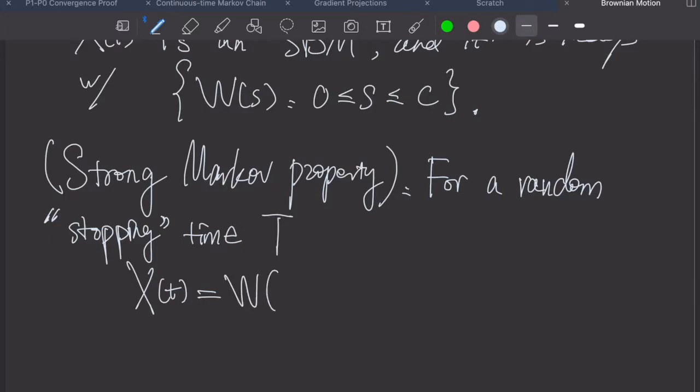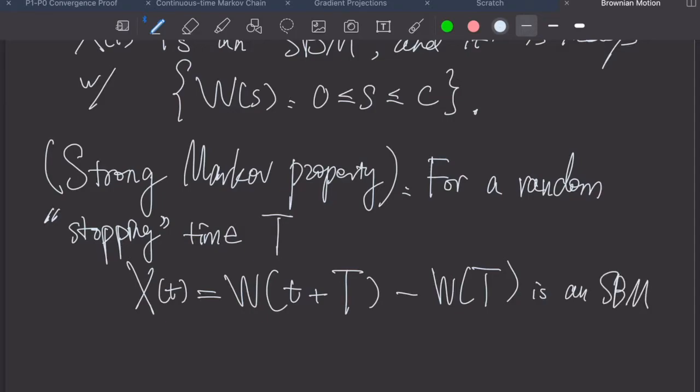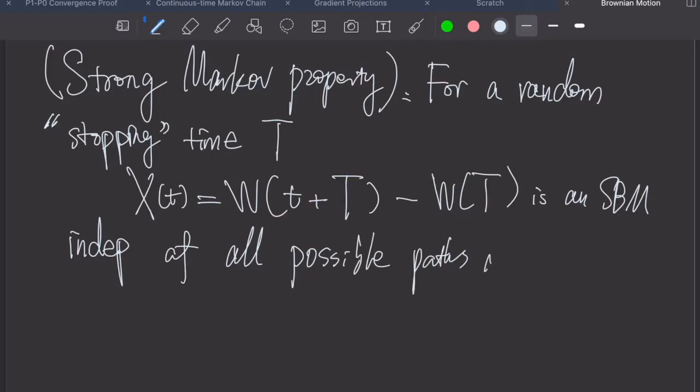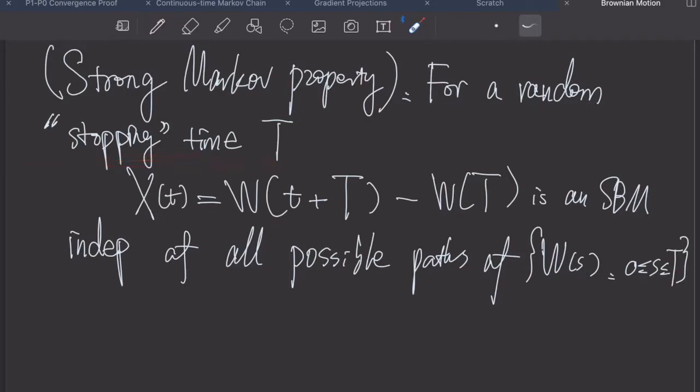For a random stopping time, capital T, X of t defined by W of little t plus capital T subtract W of capital T is a standard Brownian motion. This part is the stationary increment, and the Markovian part comes with its independence of all possible paths of W of s for s up to this capital T. And we call this the strong Markov property because of this definition of a stopping time. Let's define what a stopping time is.